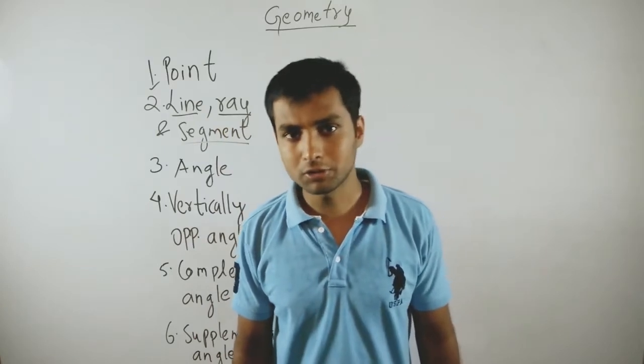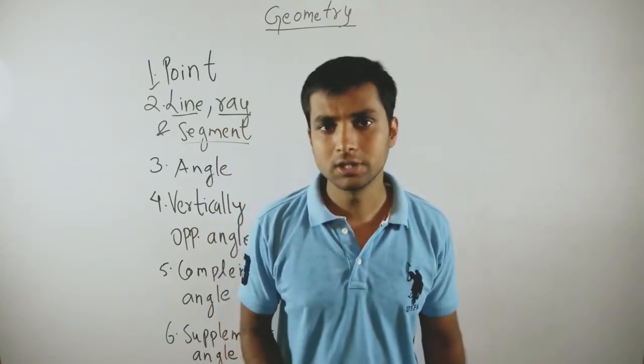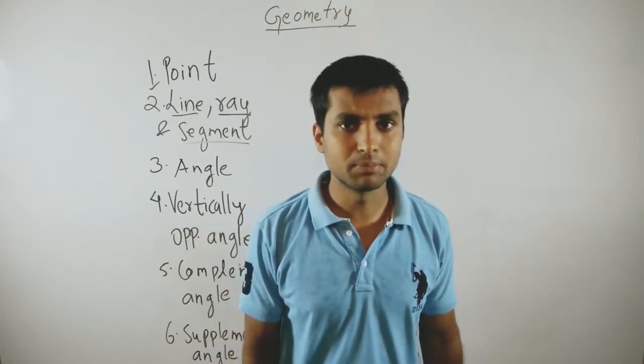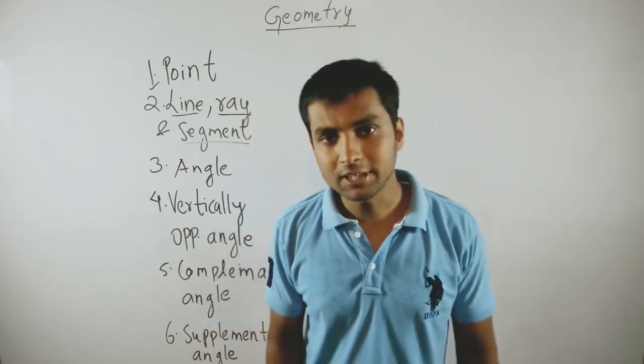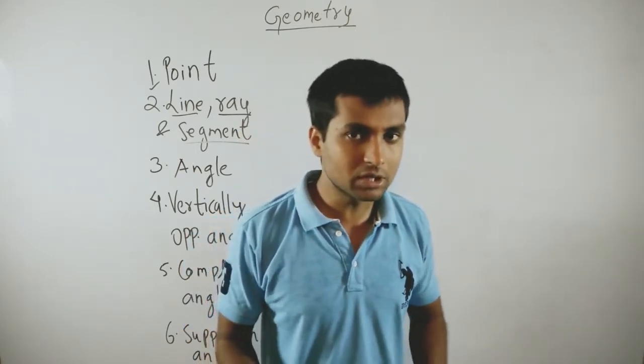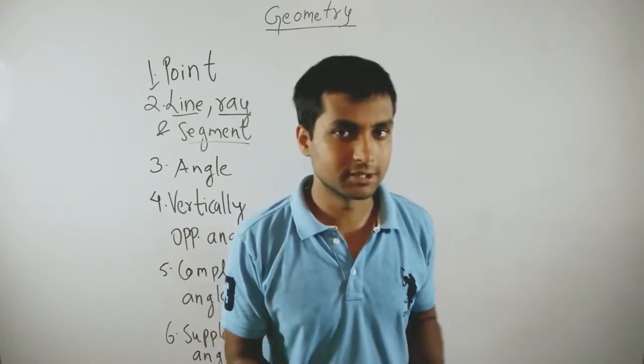In geometry we talk about shapes and size of the objects, and geometry is derived from two Greek words, geo and metron, where geo means earth and metron means measurement. So before diving deep into geometry, I would like to discuss some of the terms that are frequently going to be used in geometry, and they are going to be very useful in the coming lessons.